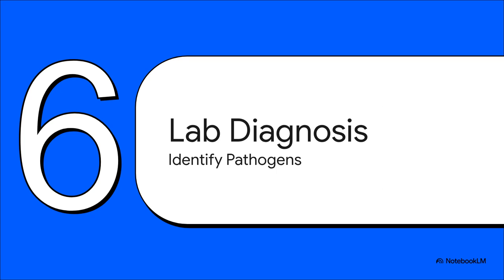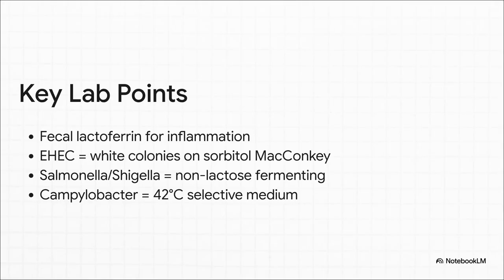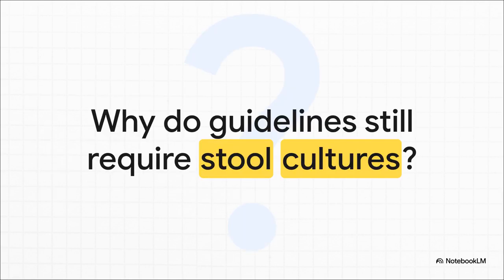Finally, Section 6, Lab Diagnosis. Okay, so we know the bugs, but how do we definitively prove it in the lab? Here are your high-yield exam associations. Fecal lactoferrin is highly sensitive for invasive inflammation. For cultures, remember that EHEC is a sorbitol non-fermenter, so it shows up as white or colorless colonies on a sorbitol MacConkey agar, very testable. Salmonella and Shigella are both non-lactose fermenters, and to grow Campylobacter, you need a specialized microaerophilic environment heated to exactly 42 degrees Celsius.